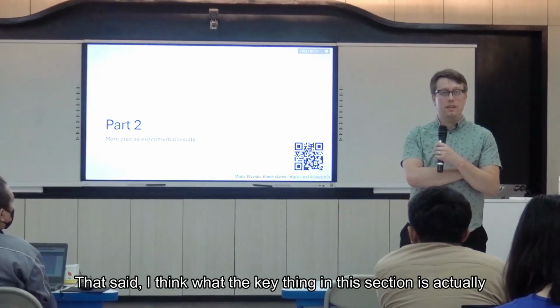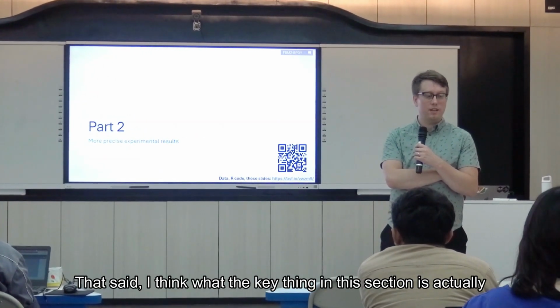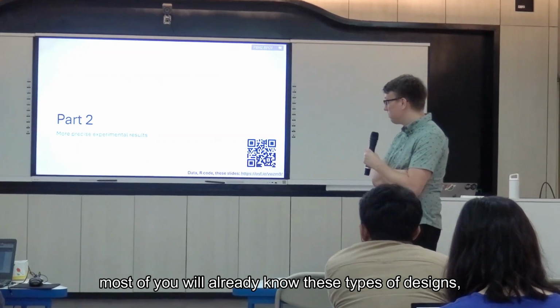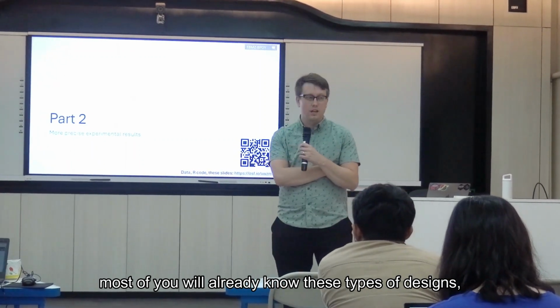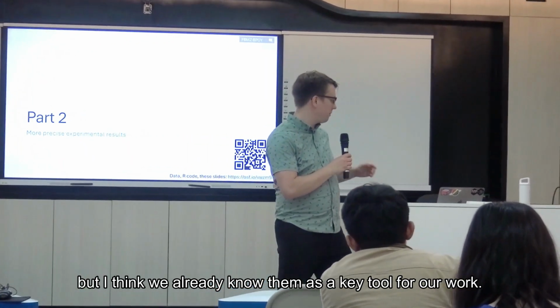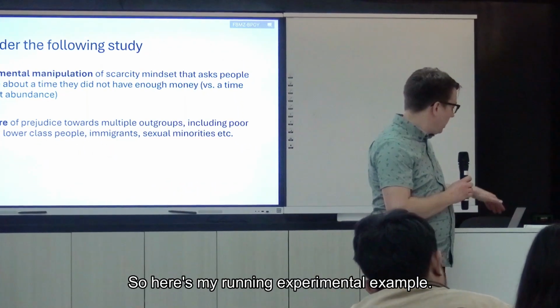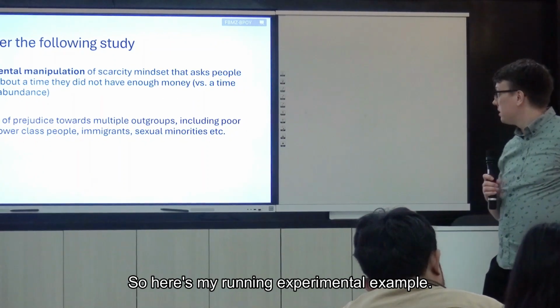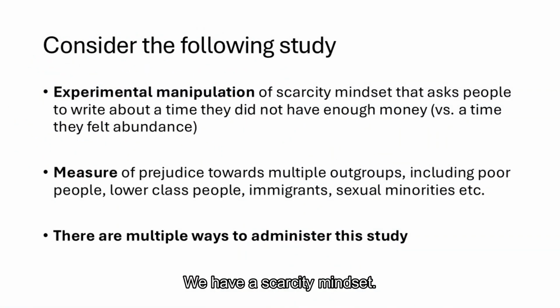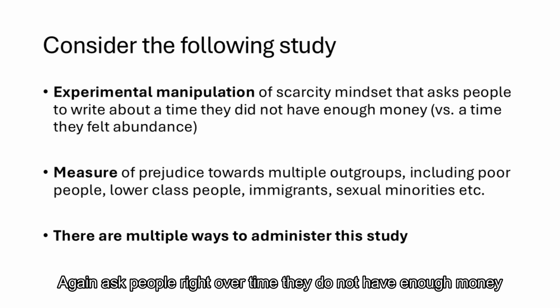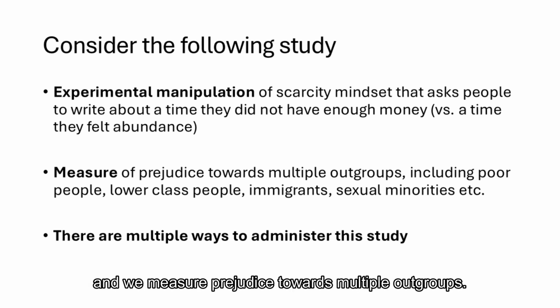So, that said, the key thing in this section is that most of you will already know these types of designs, but I think we've overlooked them as a key tool for our work. So here's my running experimental example. We have the scarcity mindset again, as people are right at a time they do not have enough money, and we measure prejudice towards multiple outgroups.